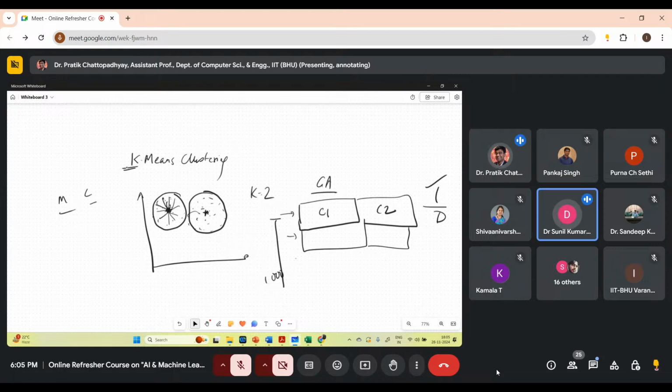Learning soft computing. See, machine learning is definitely a very large area. And the type of problems we solve using neural networks that I discussed is different from what we are doing using genetic algorithm. So these two are solving different types of problems.